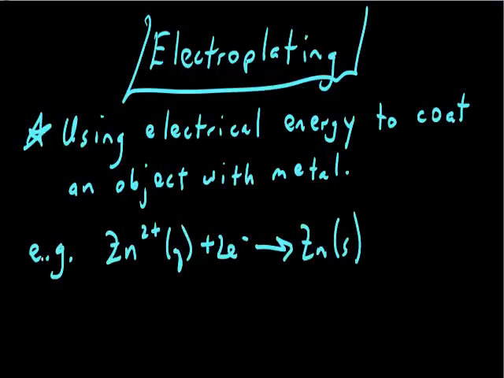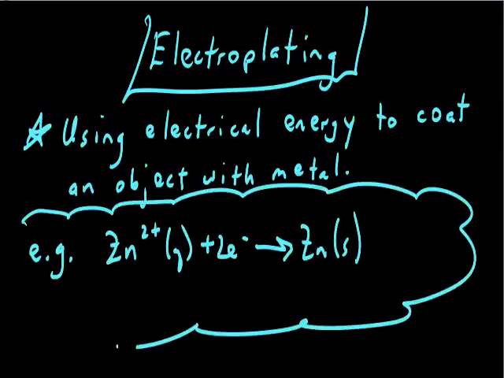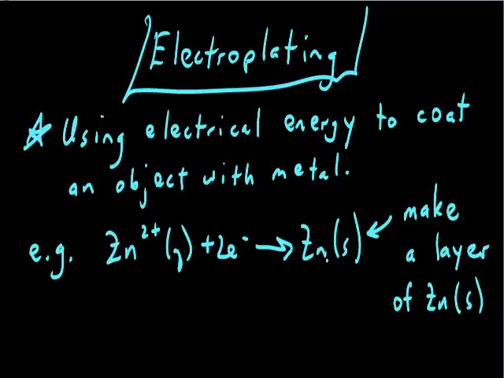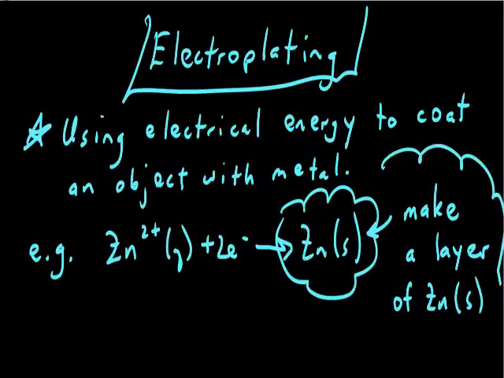For example, in the half reaction of reduction of zinc, what we could do with this process is convert our aqueous zinc ions into zinc solid. And in the reduction process, because we're forming zinc solid, that zinc solid we could use to deposit on top of another object or make a layer of zinc solid on that object, which would coat the object with zinc, and that would be the process of electroplating.